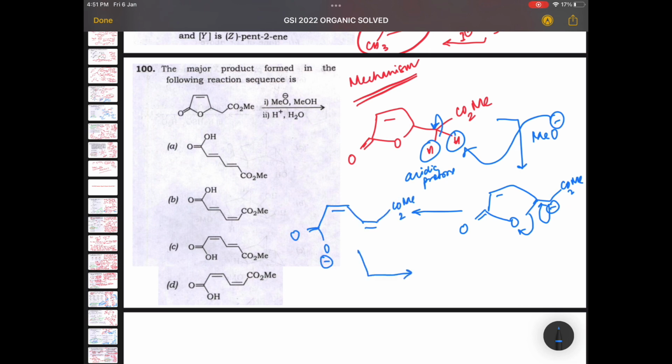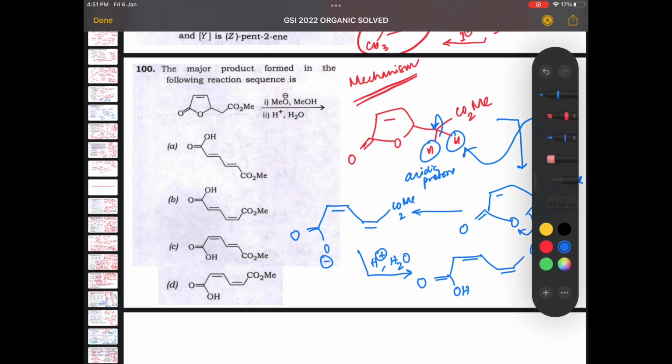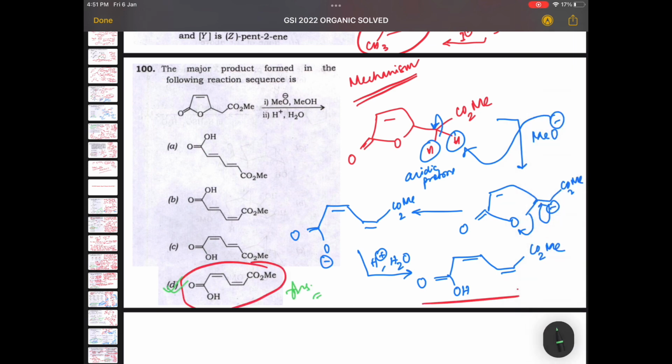After that, the negative charge opens up the ring, the anhydride ring, and we actually get this type of compound, which in the presence of acid in the second step, H plus H2O, gives us the product, which is the answer. So option number 4 is the correct answer in this particular question.